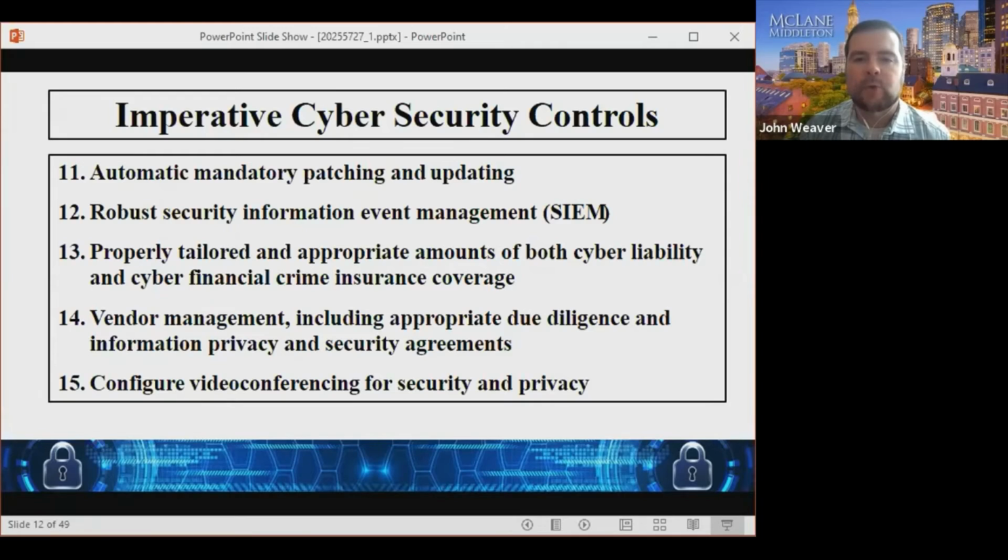So automatic mandatory patching and updating. This is incredibly critical. If you're using a Microsoft product or any software that sometimes gets updates, or where the manufacturer, the programmer, the developer is still going to tinker with and improve it, what this does is ensure that regularly, without direct human oversight, these are getting updated with the most up-to-date security patches that the manufacturer, the developer, is releasing.